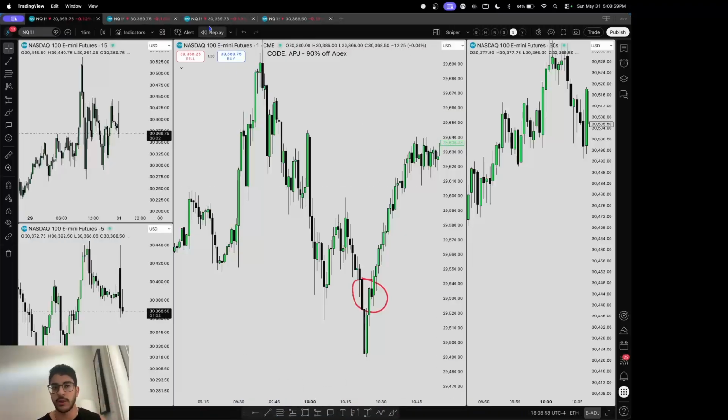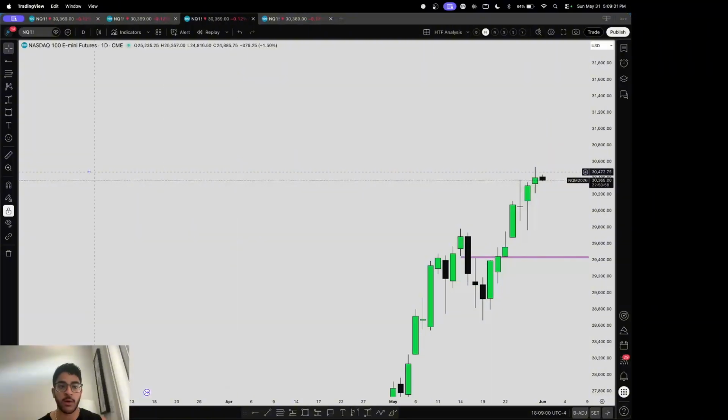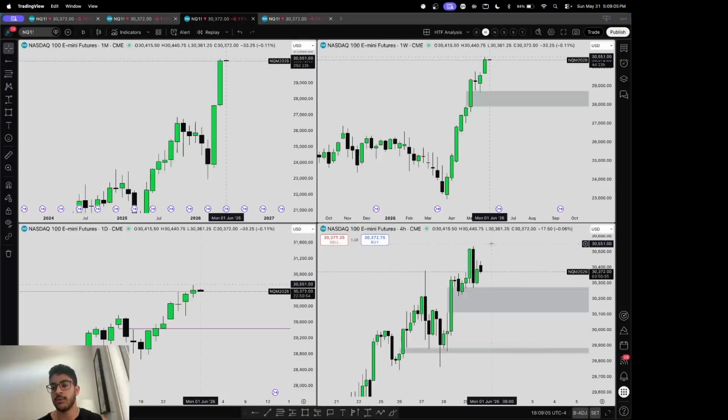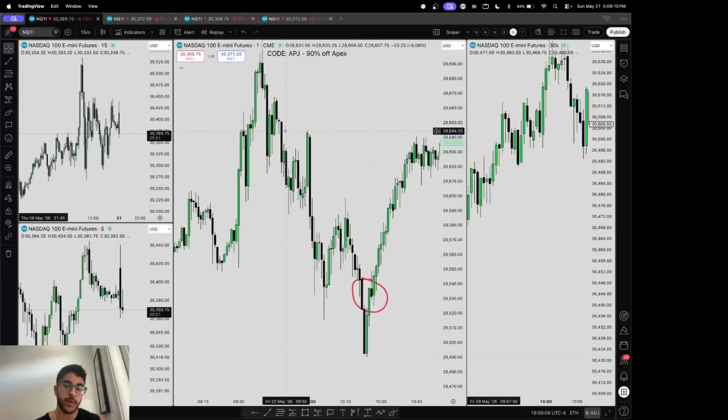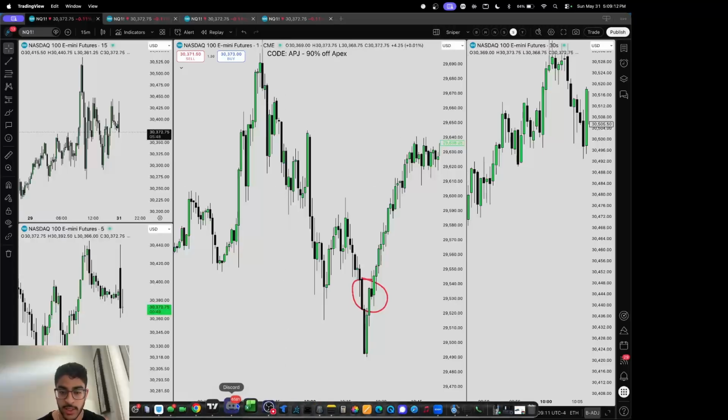So yes, I will use a higher time frame liquidity sweep, like a 4-hour or 1 hour, et cetera, but I am not placing my entry or my TP or my stop based on the 4-hour chart, where liquidity might have been swept, if that answers your question.